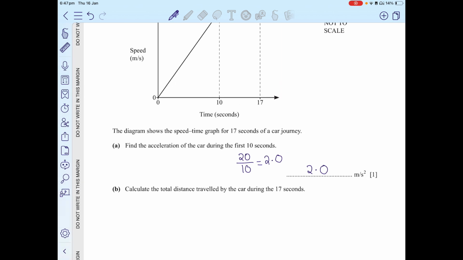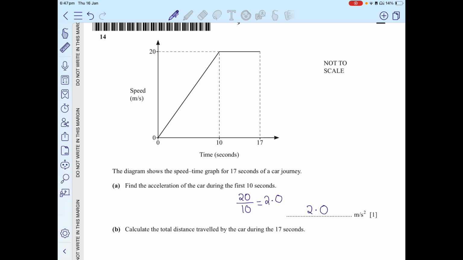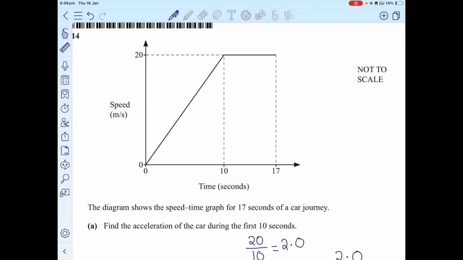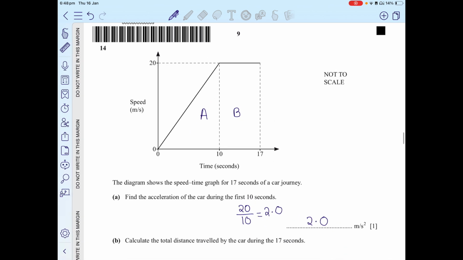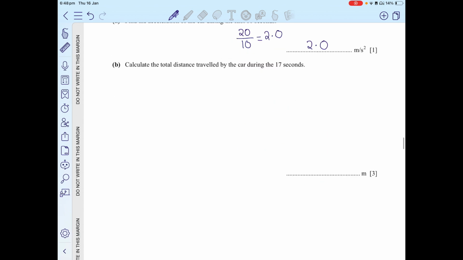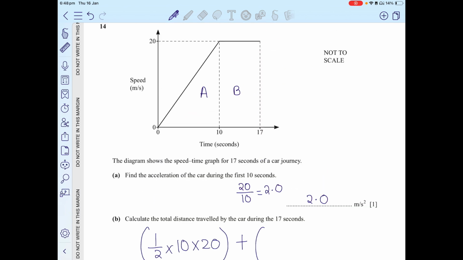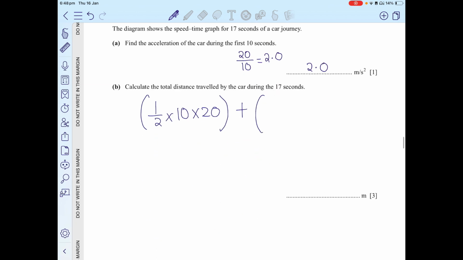Calculate the total distance traveled by the car during the 17 seconds. The total distance, on a speed time graph, is going to be the area under the graph. So for that, I'm going to take A and B, where A is a triangle and B is basically a rectangle. So for the triangle, it's going to be half into 10 into 20. I hope you're clear why I've done that. Plus for the part B, because now 17 minus 10 is 7, the height is 20 again, so 7 into 20.